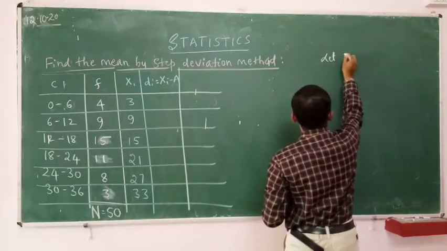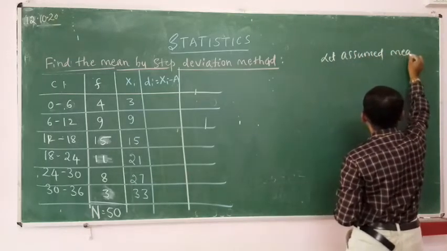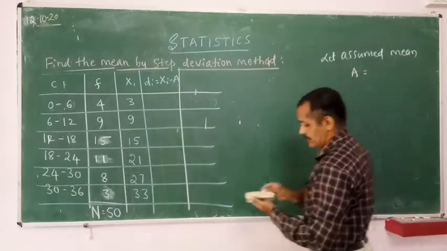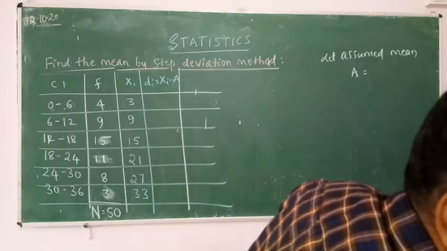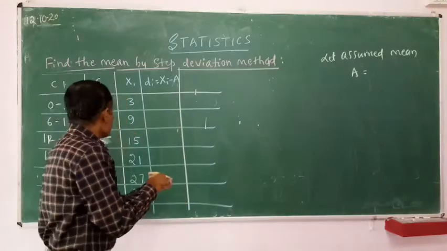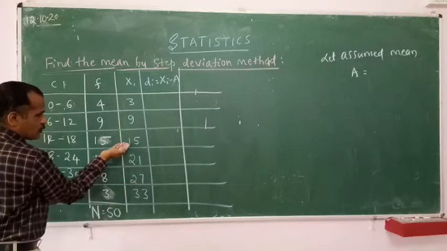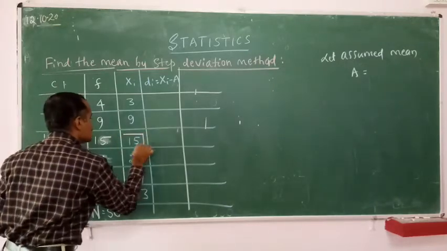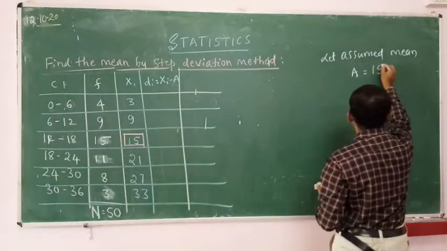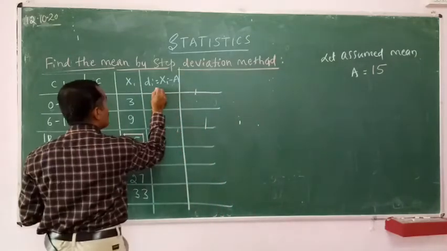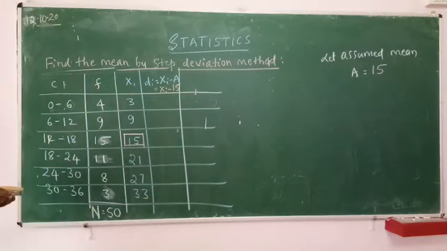Let the assumed mean a be equal to, I will choose somewhere the middle value. It can be 15, it can be 20 because 6 are there. I will choose this, I will take 15 as the assumed mean. a is equal to 15. Which is equal to xi minus 15.